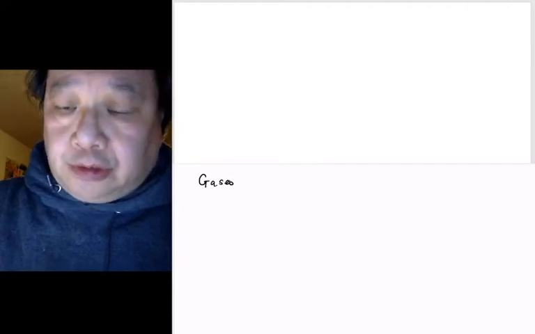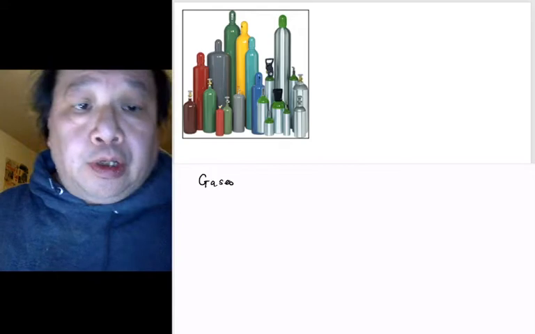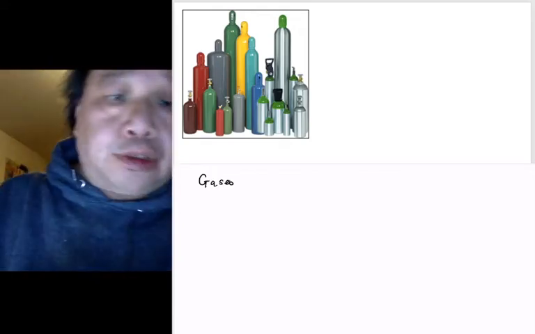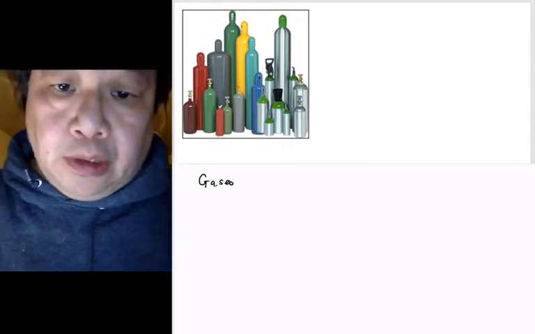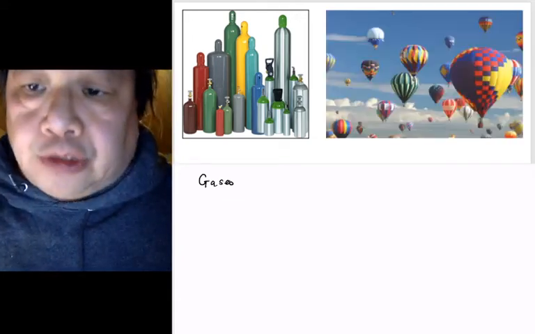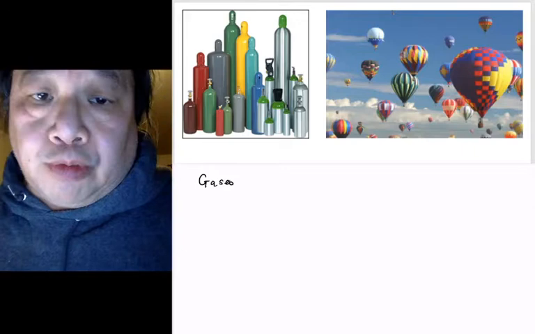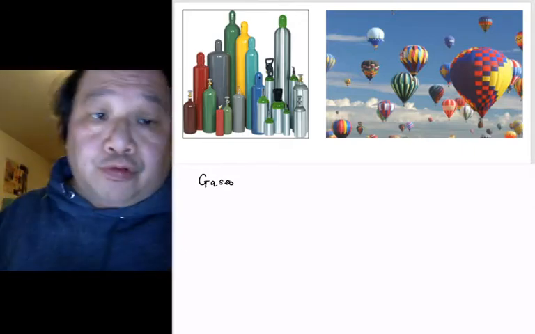So, gases. I guess gases in chemistry are the gases in the cylinders: nitrogen, oxygen, hydrogen, and so forth, that are in those cylinders and abound in the chemistry lab. But also gases, of course, are things of great beauty. It's hard to tell which is more beautiful. Is it the gases inside the balloons, or is it just the beautiful sky itself?